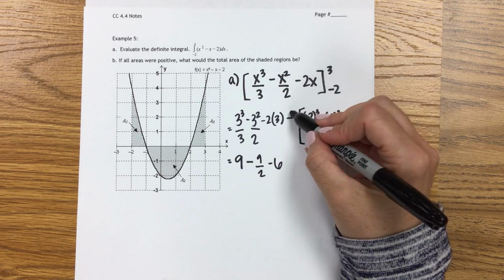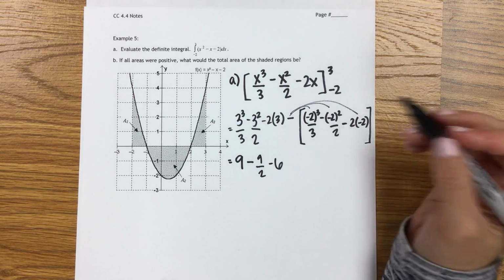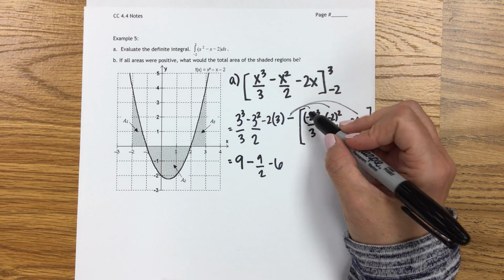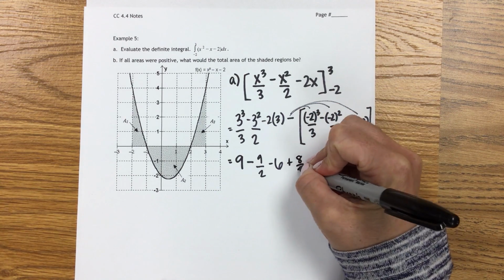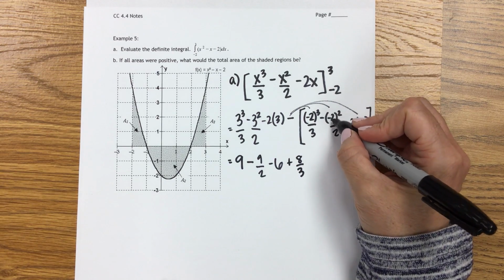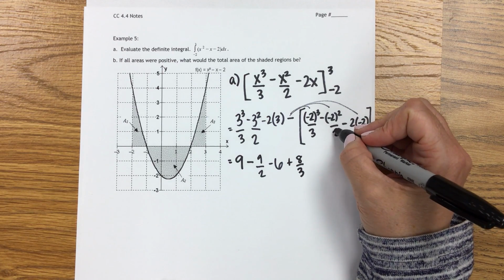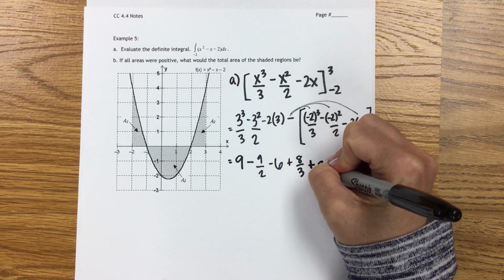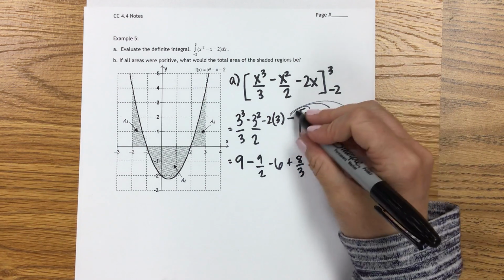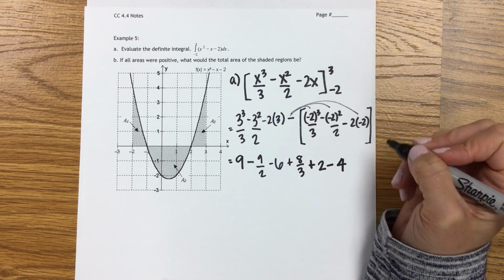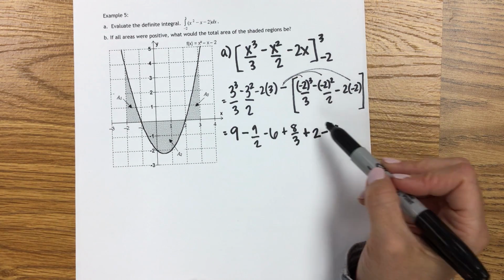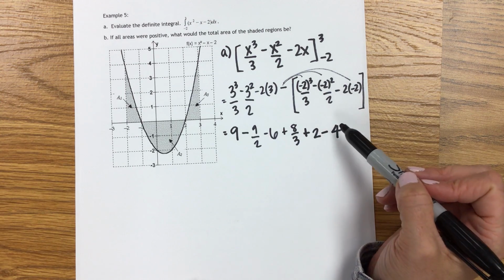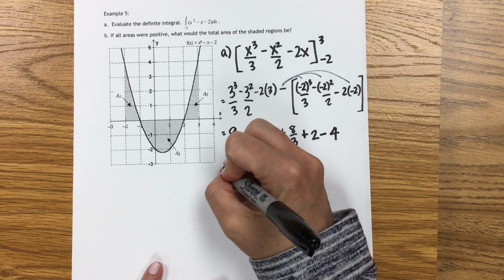And then I'm going to distribute this and simplify at the same time. So here I end up with -8/3. With that negative distributed, it would be +8/3. Here I end up with 4 over 2, which is 2. It would be a negative. Distribute that, it would be a positive. And here we get a 4. Distribute the negative, it would be -4. So I'm going to combine all my integers first. 9 minus 6 is 3, plus 2 is 5, minus 4 is 1.